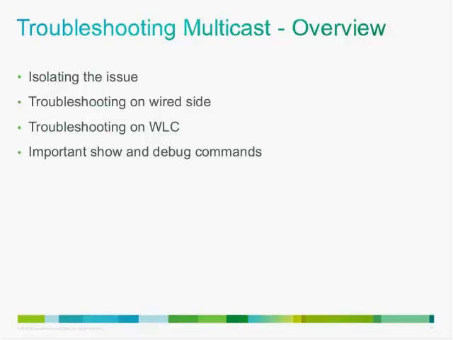The next few slides, we're just going to talk about how we can troubleshoot multicast. We are going to talk about how we can isolate the issue, because we need to know where exactly the issue is in the network. Because if wireless multicast does not work, it does not necessarily mean that the issue is always on the wireless side. There are a lot of other reasons why it might fail. Then we will look at troubleshooting on the wired side when we know that the issue is somewhere on the wired network. Then troubleshooting commands on the controller, and then we'll see what debug commands we can use.